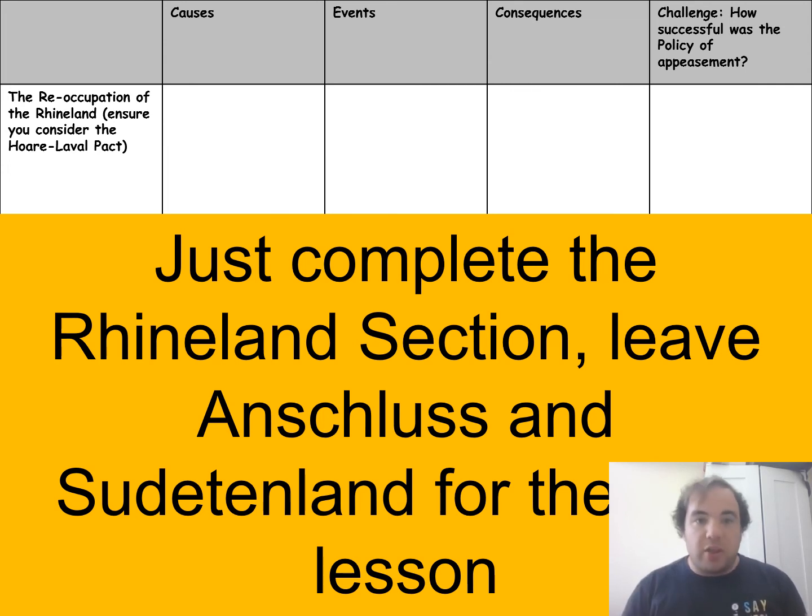And you need to look at the causes, events, consequences, and try and figure out how successful the policy of appeasement was here. Perhaps give it a rating out of 10 and then explain why you've given it that rating, or just generally explain how successful you think that was. That I leave up to you, okay? But remember, only the Rhineland, leave Anschluss and Sudetenland for the next lesson.